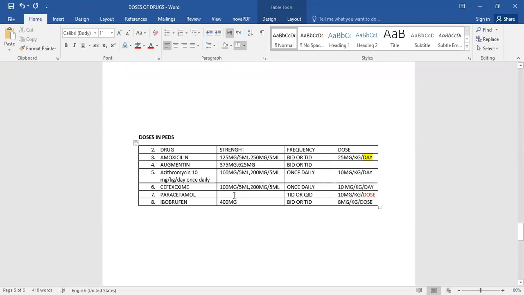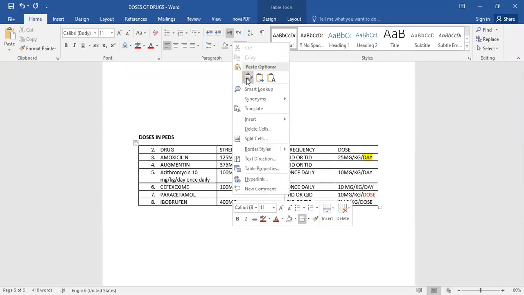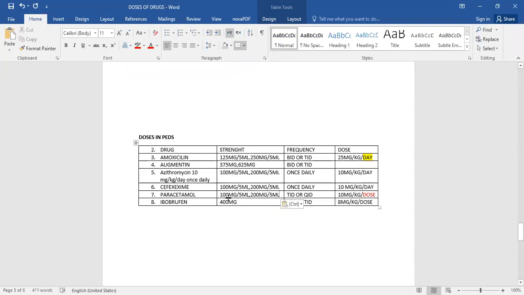All right. This is also the same. Actually here it is available in 125 milligram and 250 milligram. And you can look up the ibuprofen strength.